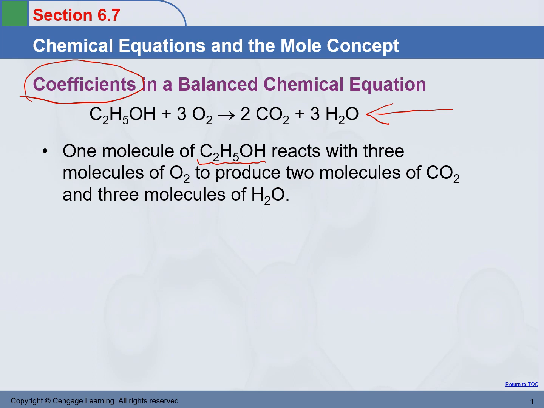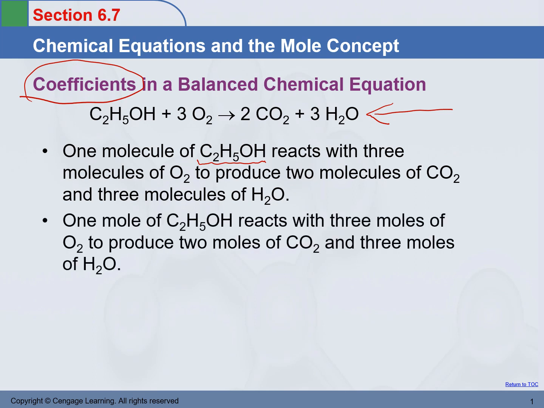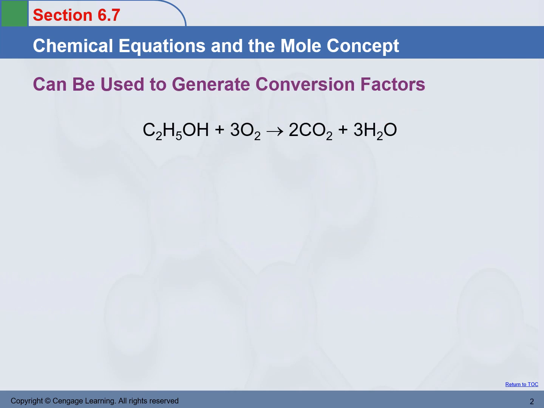We can also look at the reaction at a macroscopic level, which is the molar level. At a macroscopic level, this reaction tells us every 1 mole of ethanol can react with 3 moles of oxygen, and they will produce 2 moles of carbon dioxide and 3 moles of water. If that is the case, then coefficients can be used to generate conversion factors.